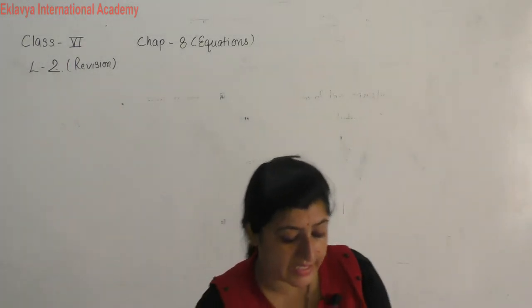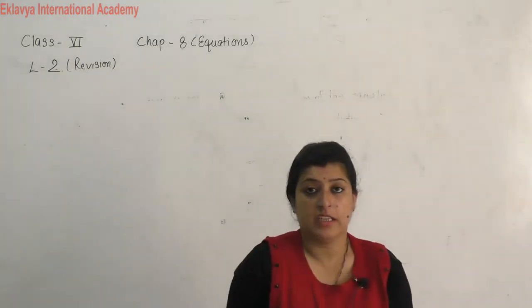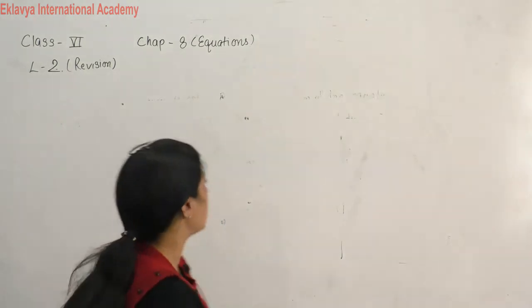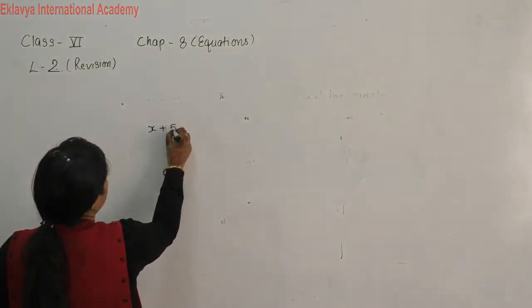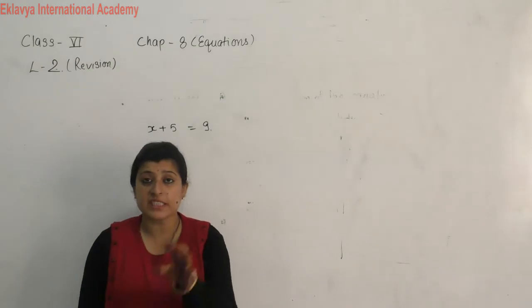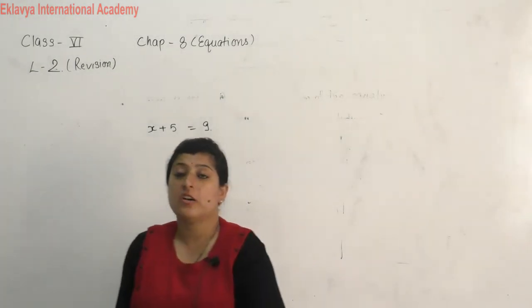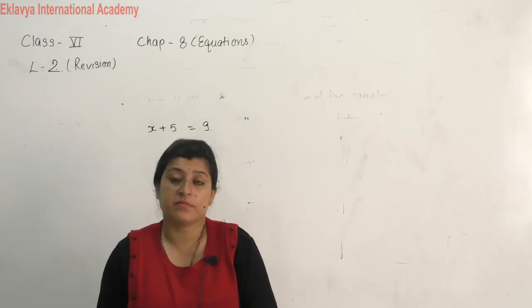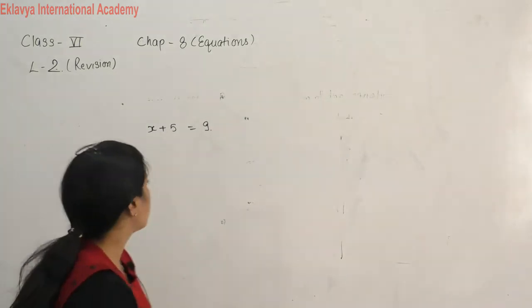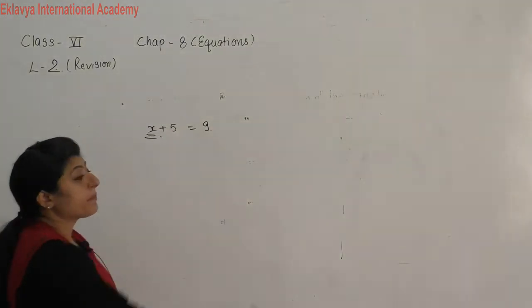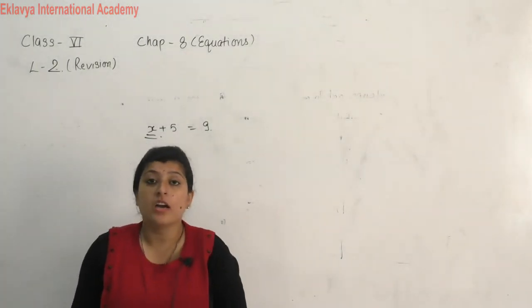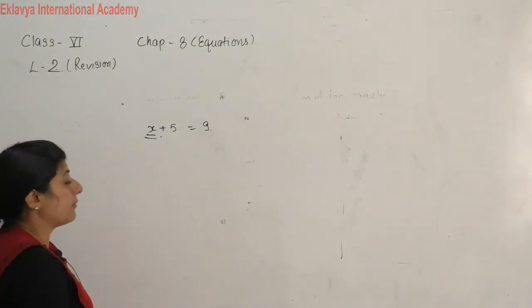Undoing and balancing mentally, that is transposition. Now we will use the next method, that is transposition. What is transposition? Suppose it is given to you x plus 5 is equal to 9. It means we will change the side. Something that is on our LHS, we will change for solving into the RHS, and sometimes maybe we have to take it to the LHS. The purpose is to find the solution of this equation.